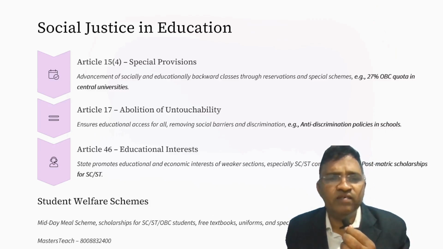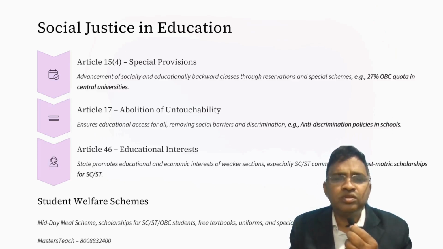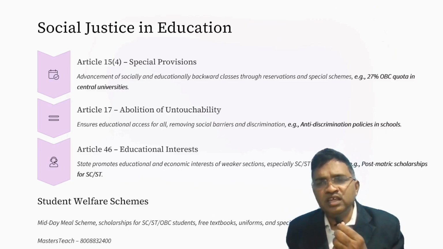Then Article 17 says abolition of untouchability. So ensure that educational access is for all. So it removes social barriers and discrimination. So anti-discrimination policies in a school.